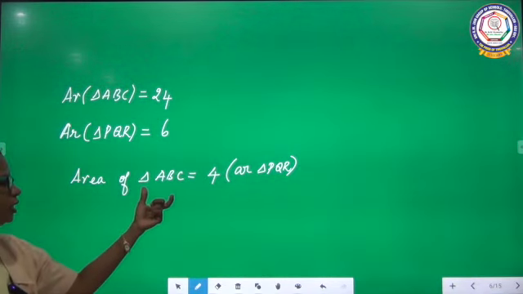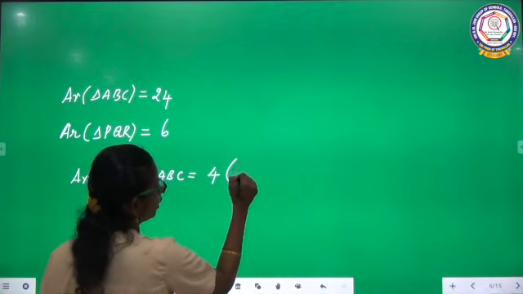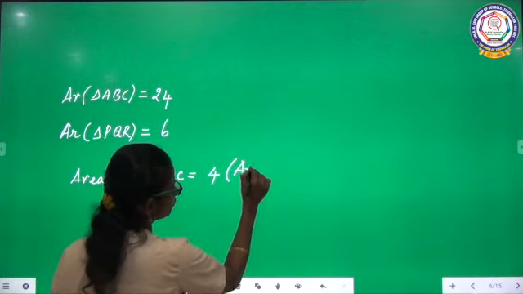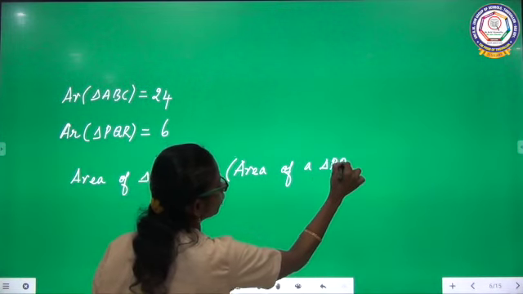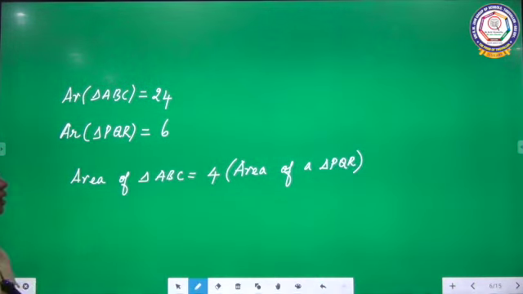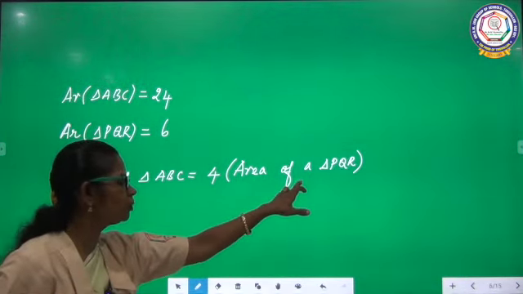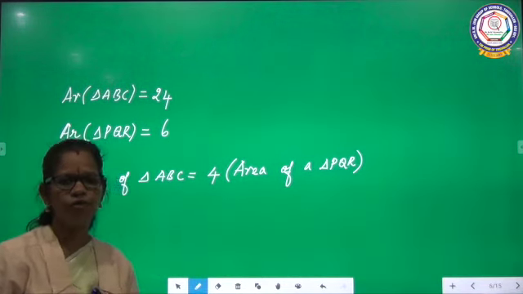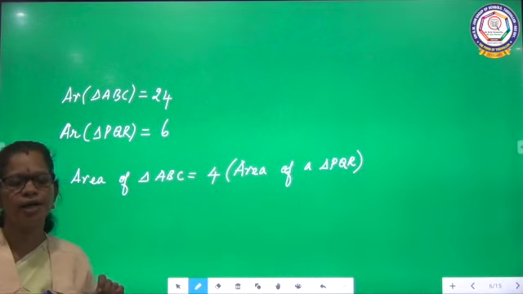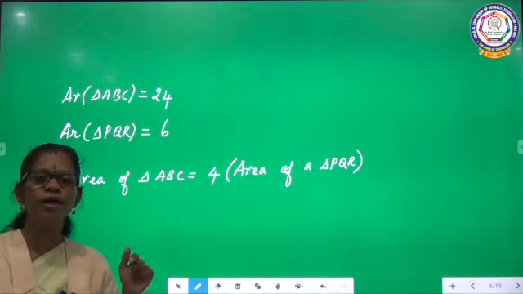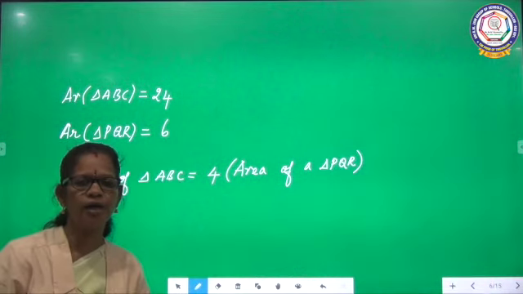Area of a triangle ABC equal to, if you want you write elaborately, 4 times area of a triangle PQR, right? Area of a triangle ABC is 24. 4 times, when you substitute in the place of 6, 24 equal to 24. That means the bigger triangle is divided into 4 parts. One more thing you got, it is equal to 4 times area of the smaller triangle. That's it.